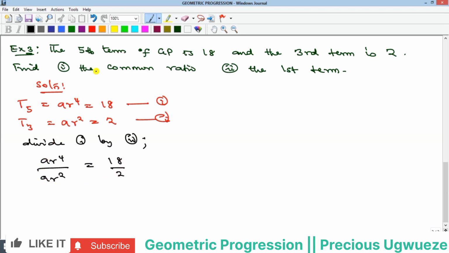And so if you do that here, our A will go away. So we're going to have R squared is equal to 9. Therefore, our R alone is equal to the square root of 9, which is equal to 3. And that's the solution for R.